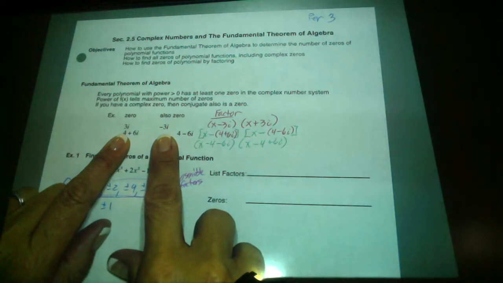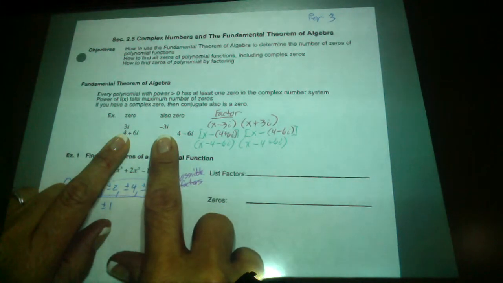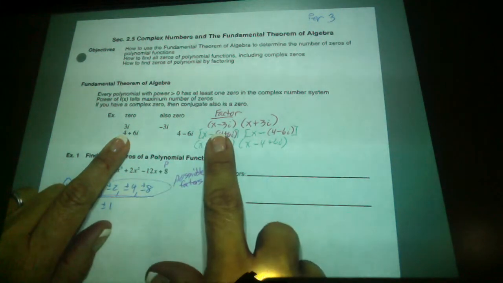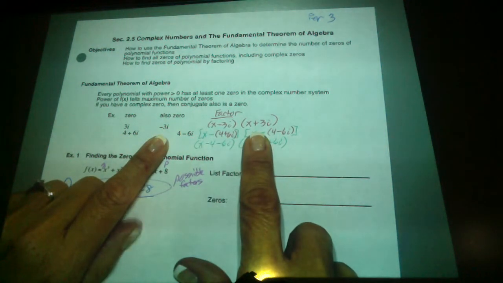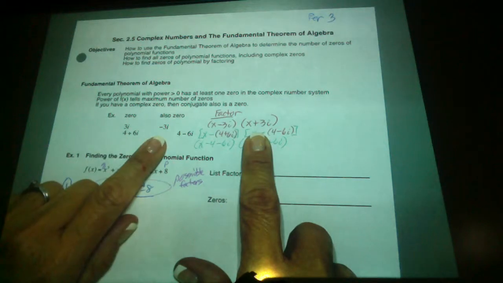Then you'd have to write those as a factor. So a factor is a binomial. So it's always x minus whatever the 0 is. So x minus 3i would be x minus 3i. X minus a negative 3i would be x plus 3i. Essentially, you're going to change the sign here and put it behind x.